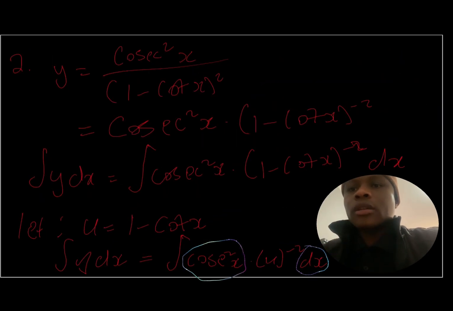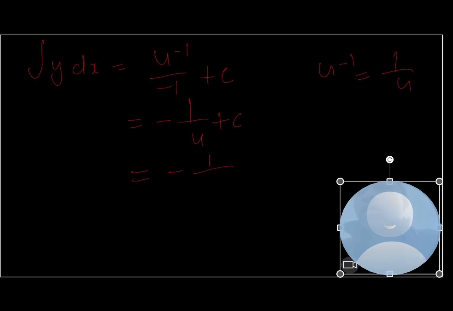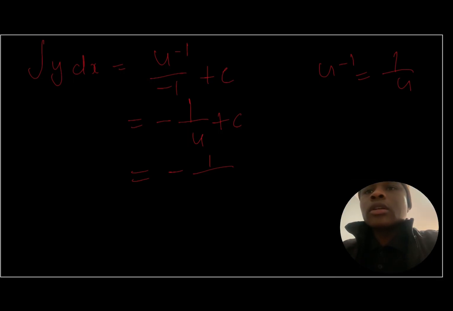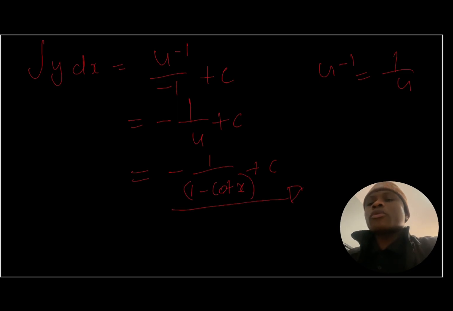Yes, here it is, right? We're going to substitute it. U is what? U is 1. 1 minus cot x plus c. Therefore, this is our answer. Remember to always put a constant, right? This will be our answer.